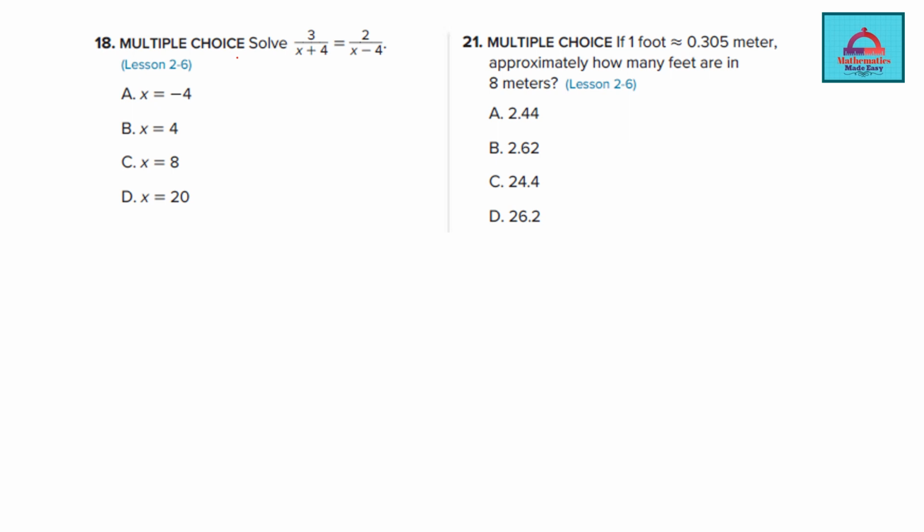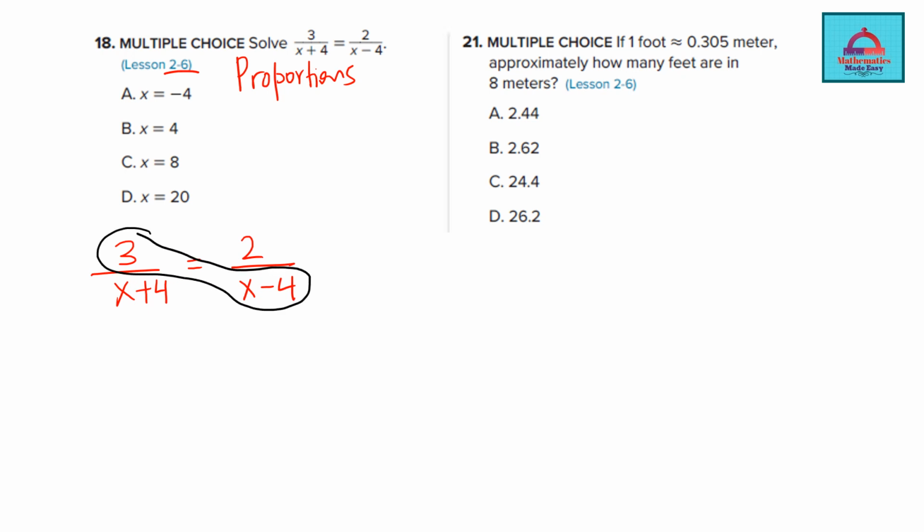Now we will move to proportions. This is lesson 2.6 that we are revising. So 3 over x plus 4 is equal to 2 over x minus 4. Whenever you see two fractions equated, you remember cross multiplication. So we are going to cross multiply and then solve.